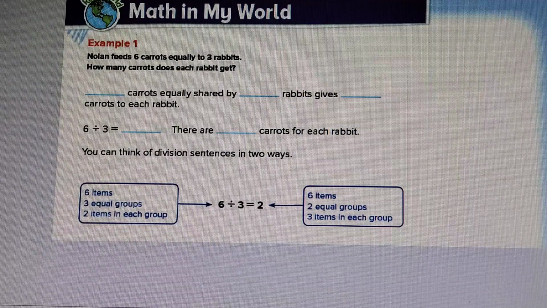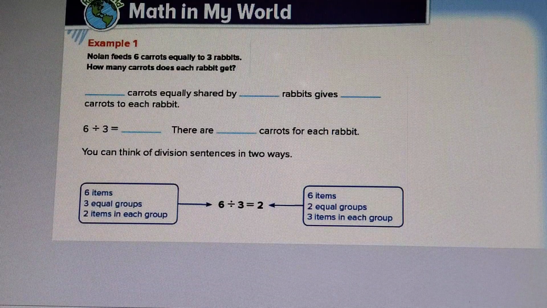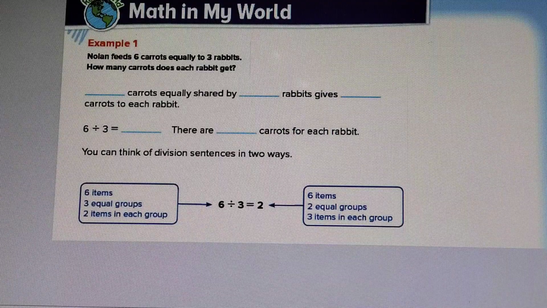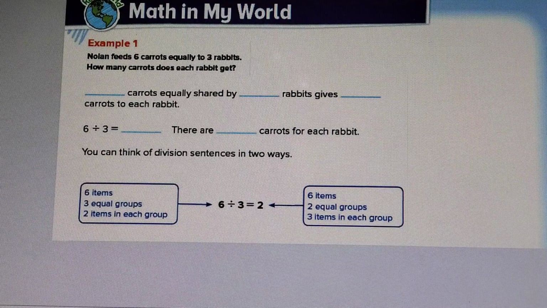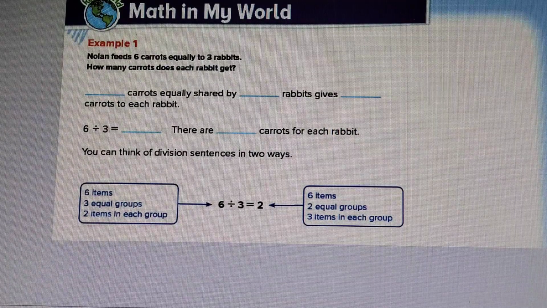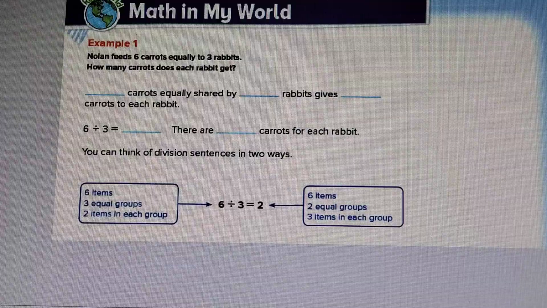You can think of a division sentence in 2 ways. 6 items, 3 equal groups, 2 items in each group. 6 items, 2 equal groups, 3 items in each group. That would be an example of the commutative property.